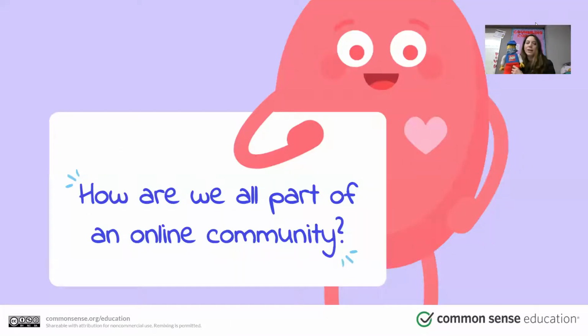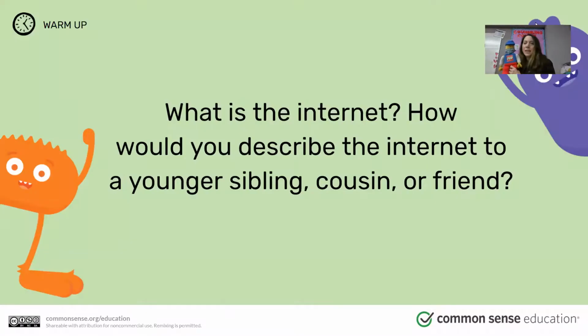So we're going to be taking a look, how are we all part of an online community? We'll be looking at that today. So what is the internet? How would you describe the internet to a younger sibling, cousin, friend? I know that you guys can't really answer me, but I would imagine that some of you might say, "Ooh, the internet is when I go play my game," or "The internet is when I watch videos," right? Or the internet is this invisible world that I can't see, but I get to have fun on it. And there's so many different ways to explain the internet, right?